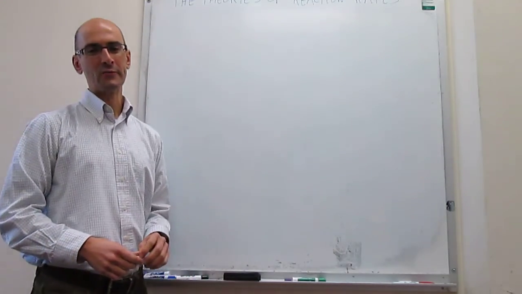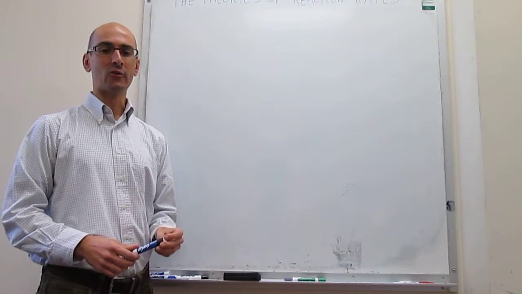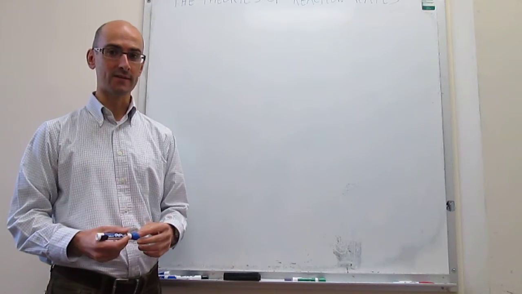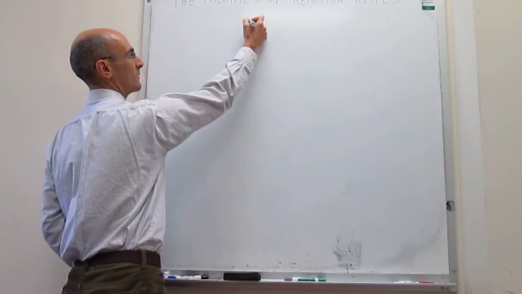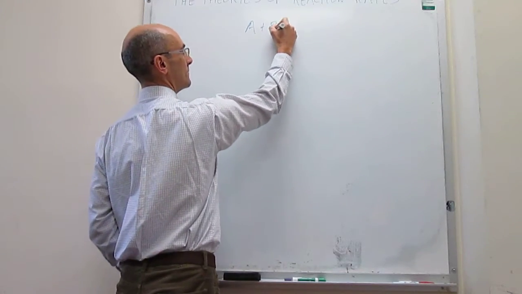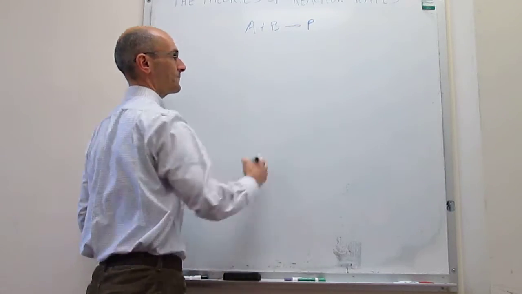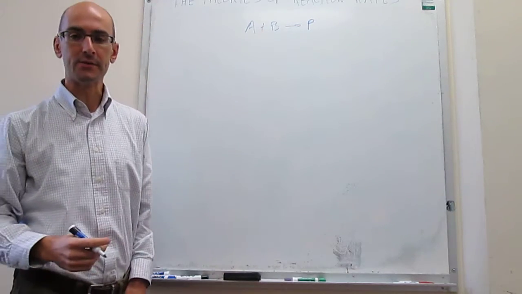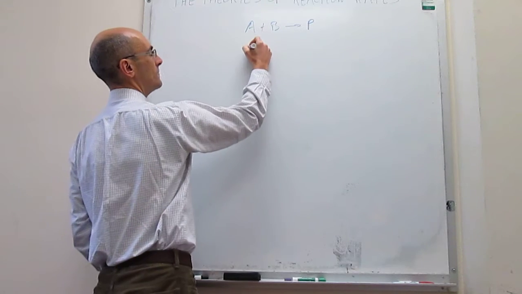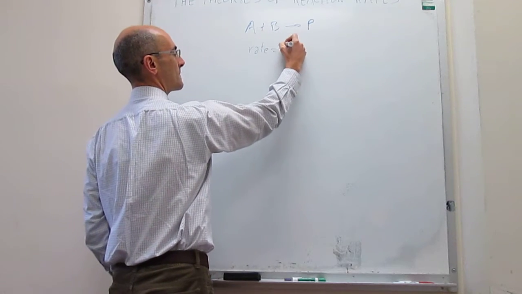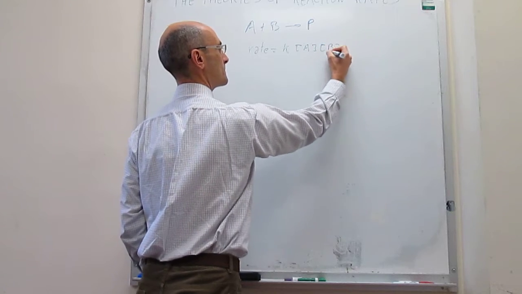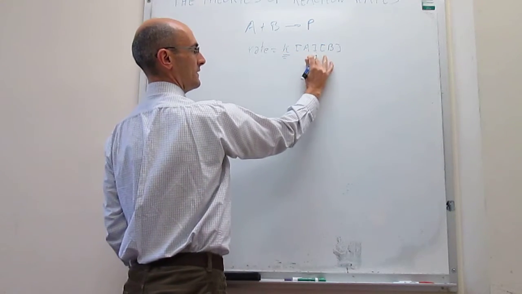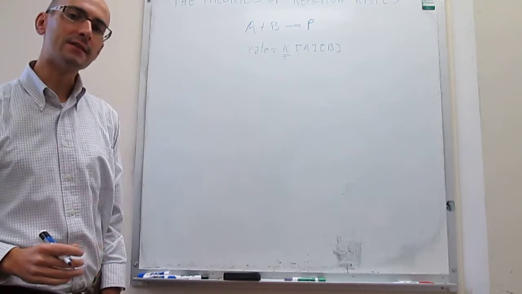In this video, we introduce a couple of theories that are going to allow us to calculate rate constants. Let's review what a rate constant is. For a chemical reaction A plus B to give products, if this is a known elementary step, we know that the rate law can be written simply as the rate constant times the concentration of A times the concentration of B. This is the rate constant, and these are just the concentrations of reagents.